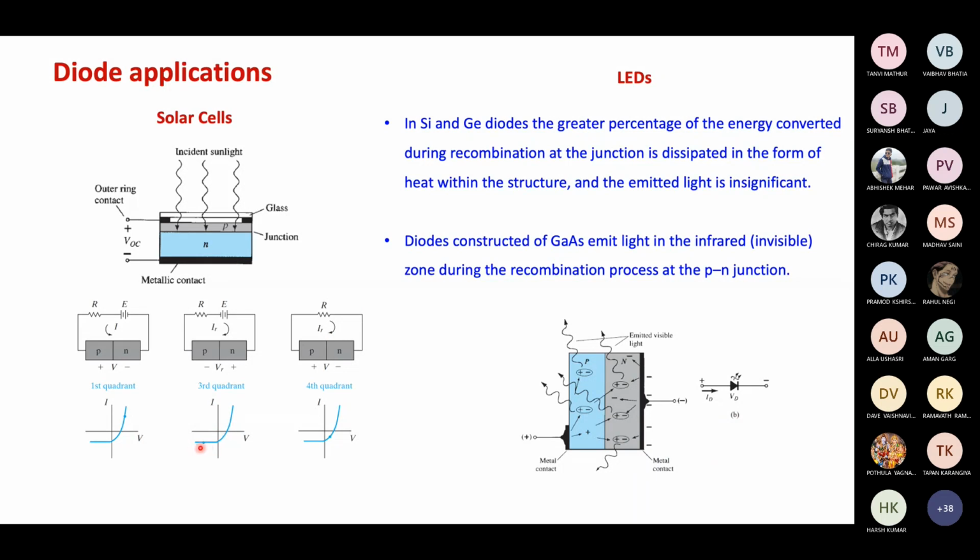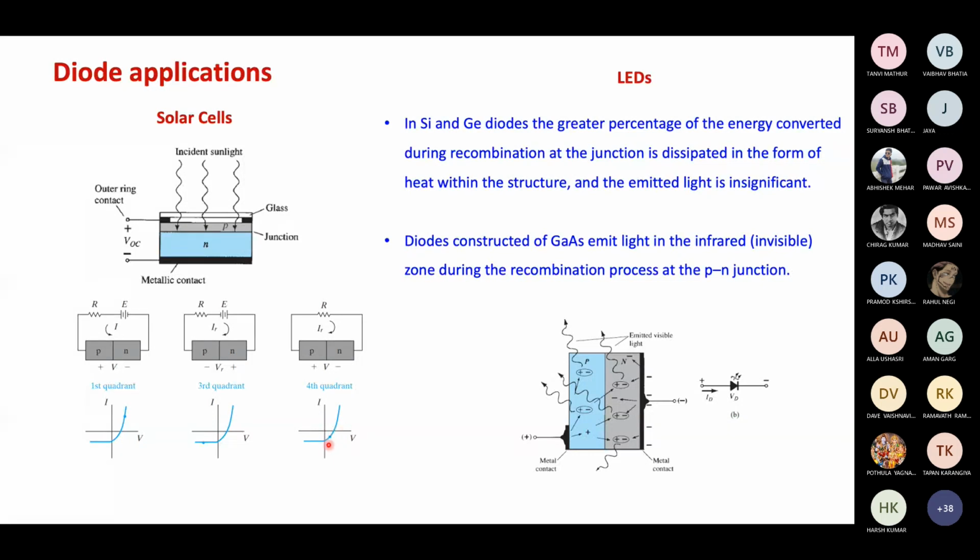Similarly, here in the third quadrant in reverse bias, voltage is negative, current is negative. So the product of voltage and current, P is equal to V into I, is positive. So the diode is consuming the power. But in the fourth quadrant, the voltage is positive, the current is negative. The product of voltage and current is negative. It means that the diode is producing the power.